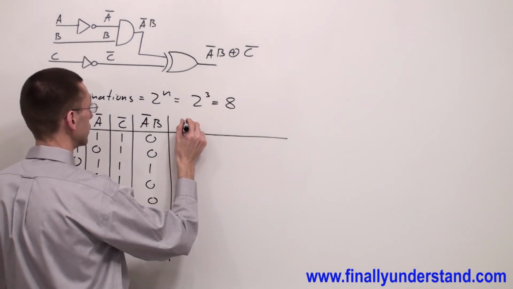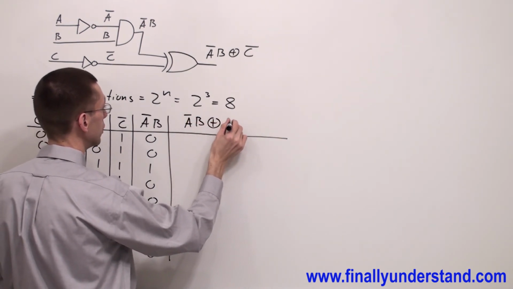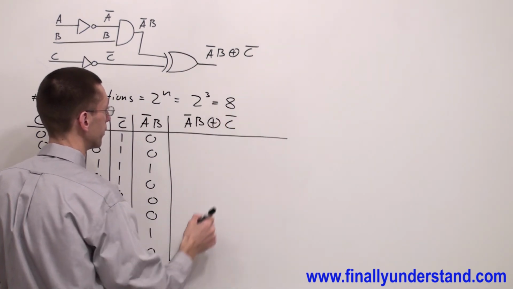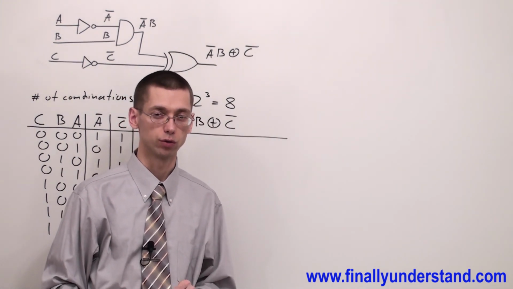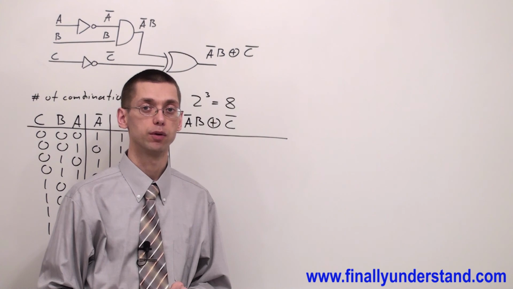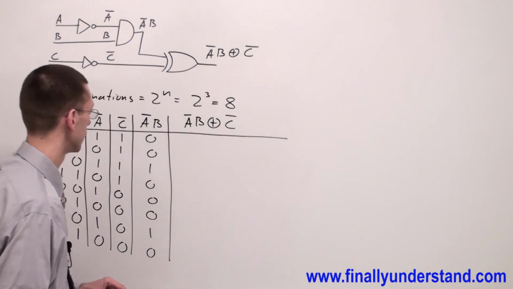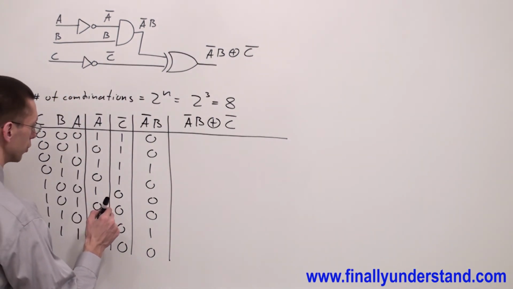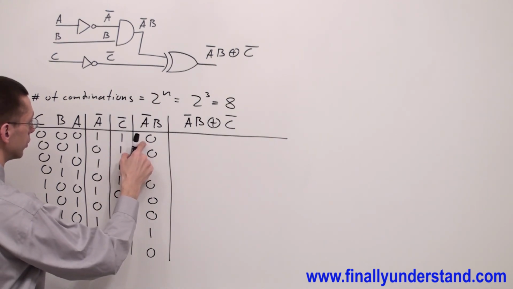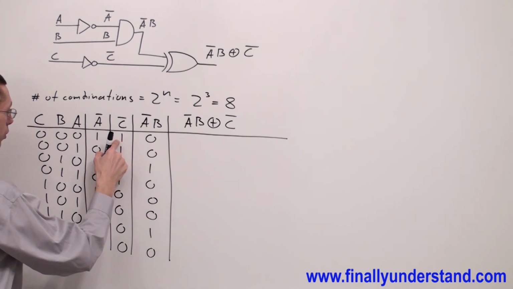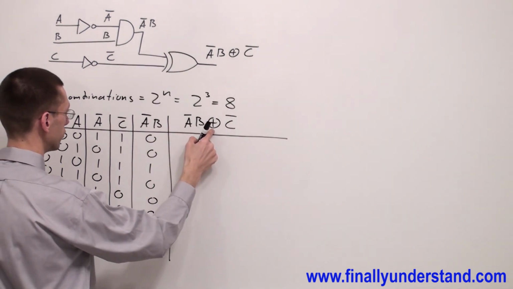And my final answer is A naught B exclusive OR C naught. Remember, anytime we talk about the exclusive OR, we have to keep in mind that anytime both inputs are different, output is going to be high. So I have 0 exclusive OR 1. This is my A naught B exclusive OR with C naught.